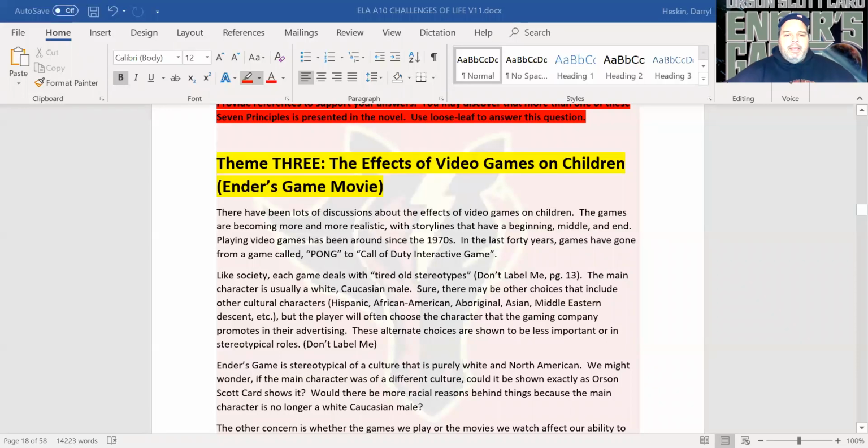So theme 3, we have the effects of video games on children. I'm not going to go into great detail on this one because it's pretty self-explanatory, and we've already discussed this when we did our stereotyping unit, and we talked about video games and the impact that it has on society, especially in regards to stereotyping.